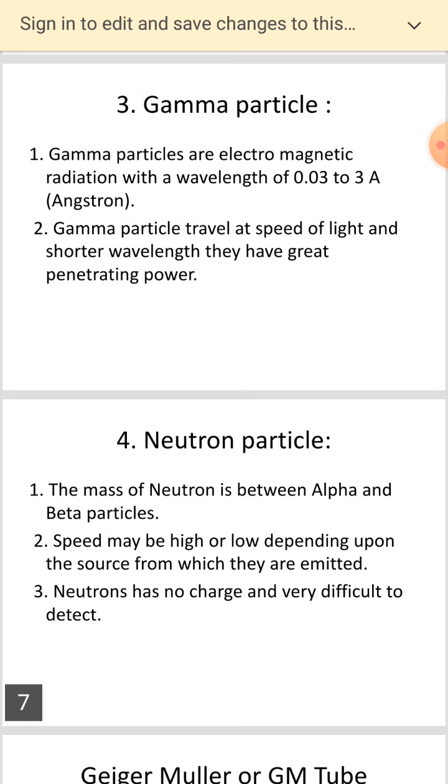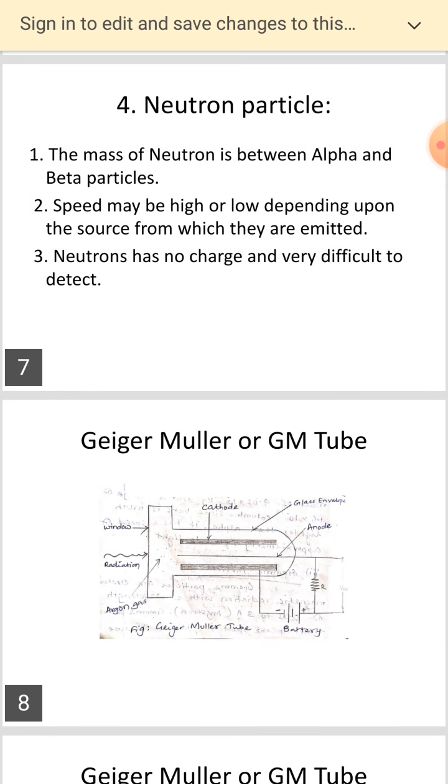Gamma particles. Gamma particles are electromagnetic radiations with a wavelength of 0.03 to 3 angstrom. Gamma particles travel at the speed of light, and because of shorter wavelength they have great penetrating power. Neutron particles. The mass of neutrons is between alpha and beta particles. The speed of neutron may be high or low depending upon the source from which they are emitted. Neutron has no charge and is very difficult to detect.